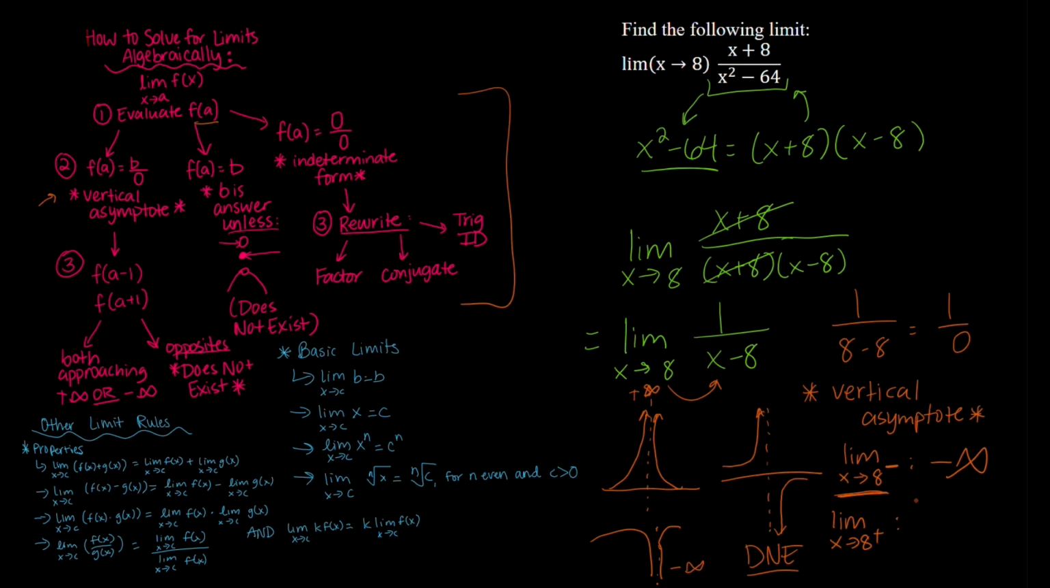To do this, we're going to again plug in values, now greater than 8. So we're going to plug in 9. This is positive 1. If I were to plug in 8.5 to get closer to 8, this would get you 2. If I were to plug in 8.25 to get even closer to 8, that would get you 4. So as you can see, we're getting greater and greater, more and more positive. So as you're looking from the right, you're approaching positive infinity.